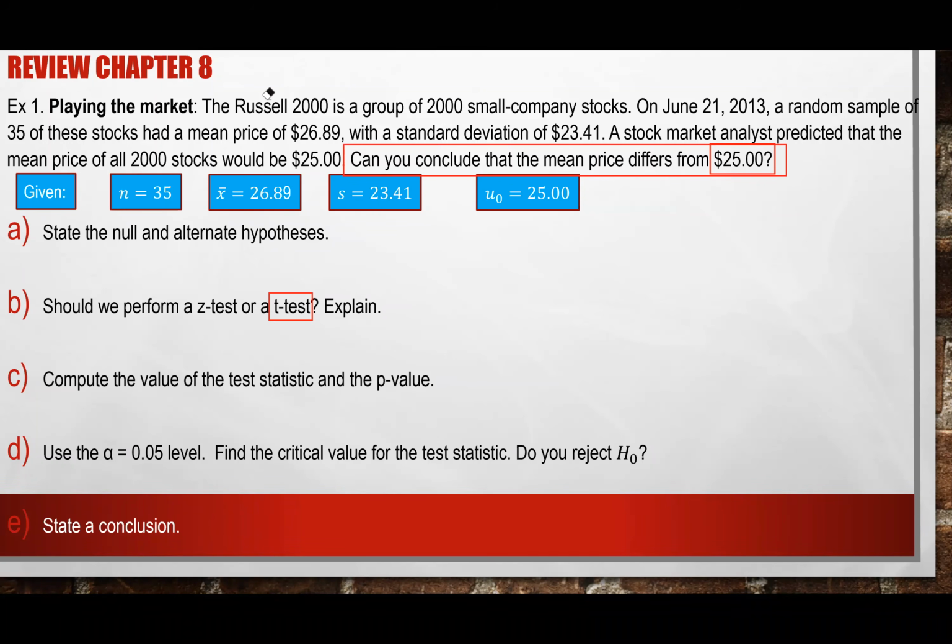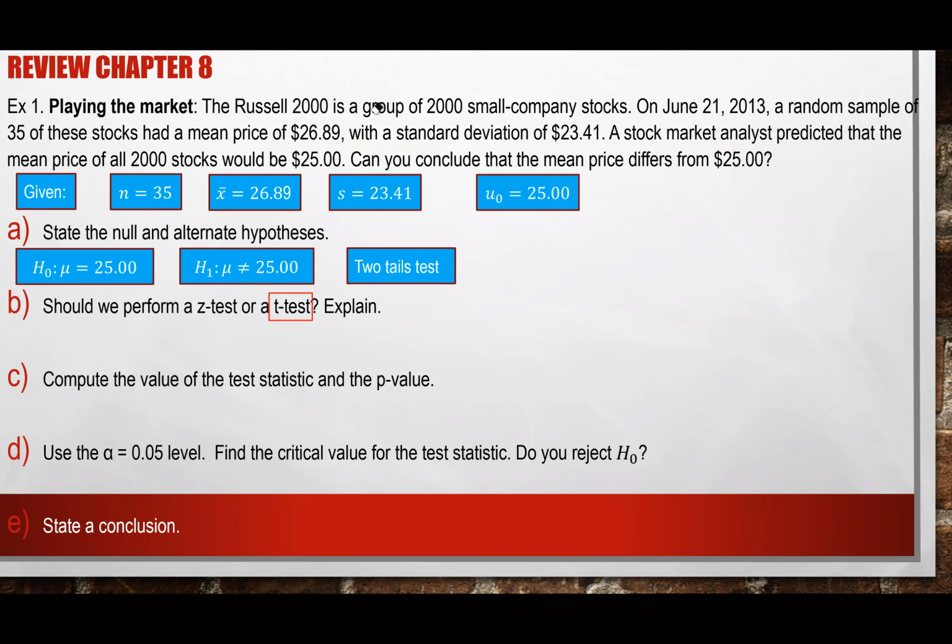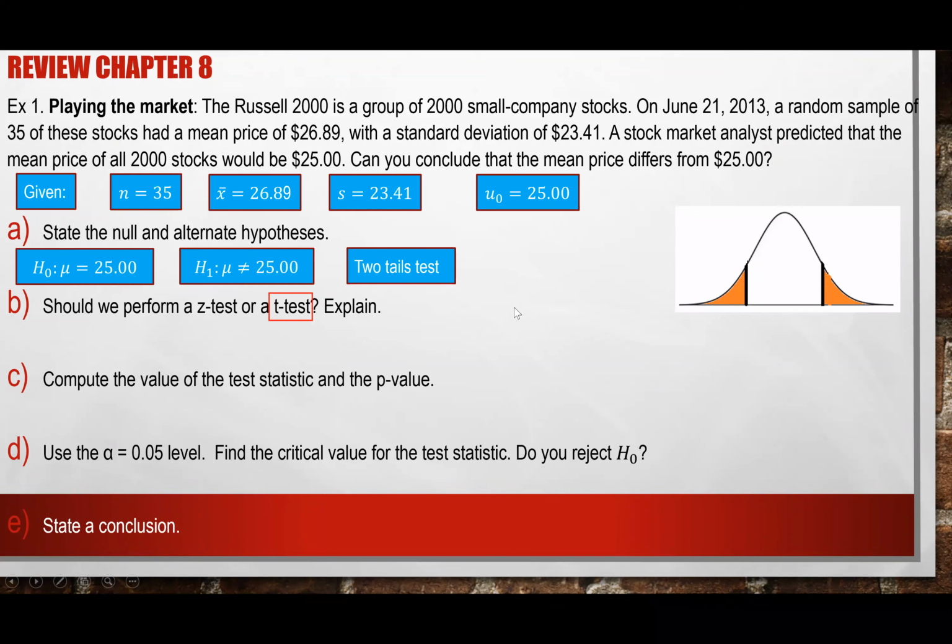So looking at this, once we identify the mu sub 0, the null hypothesis will be mu is equal to 25. And the alternate, because they ask us to find the difference, which tells us that it's not equal to. Why is this important? Because not equal to tells us that this is a two-tailed test. So because it's a two-tailed test, we have one tail on the left side and one on the right side. We know that this is my reject region, the left and the right, and the fail to reject region is in the middle.